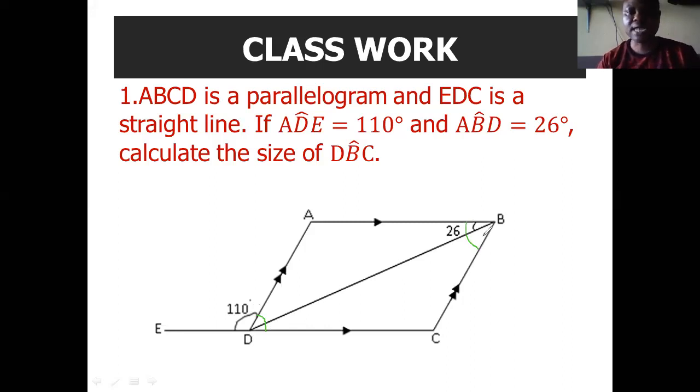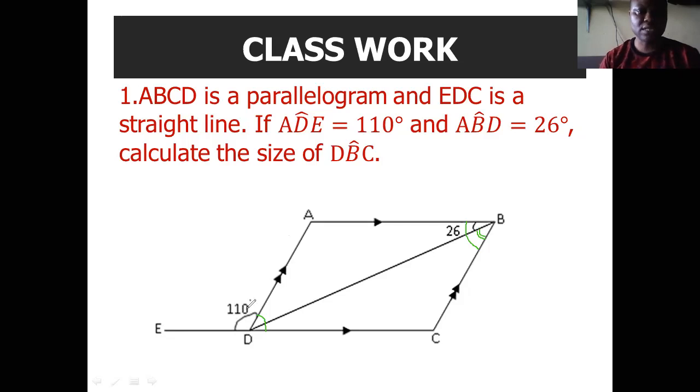And you are asked to find the DBC. So you are asked to find this angle. Let me use double stroke for the angle. You are asked to find this angle. So all you need to do, 110 degree plus this side is equals to what? 180 degree, angle on a straight line. Automatically this side is 70.